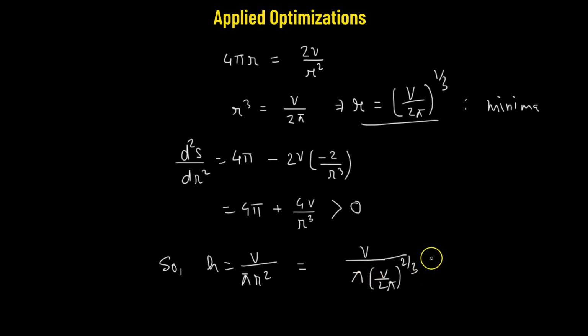If we do some simplification, we should get v over pi, whole raised to the power of 1/3, times 2 raised to the power of 2/3. So this is the value of h and r. These are the dimensions that we need to choose in order to obtain the cylinder with minimum volume possible.